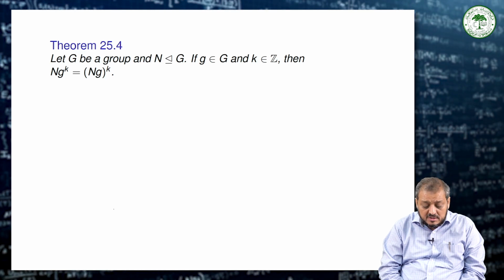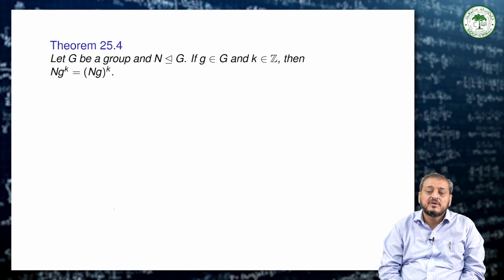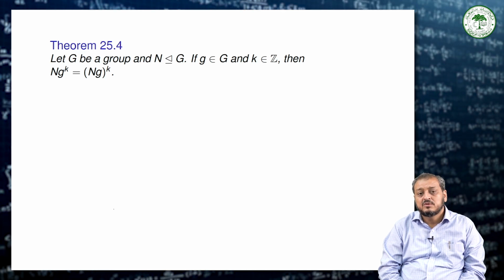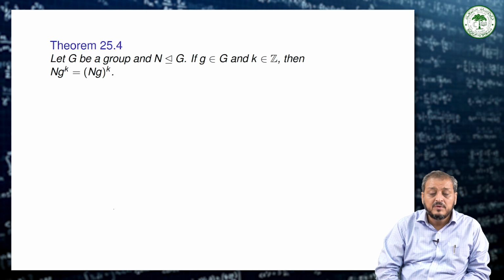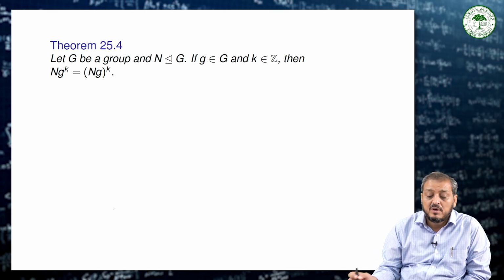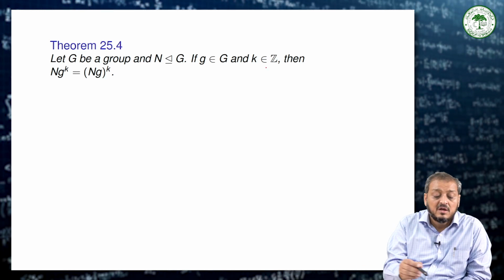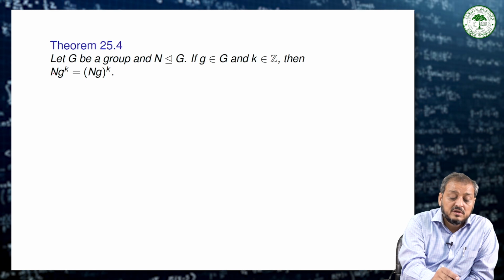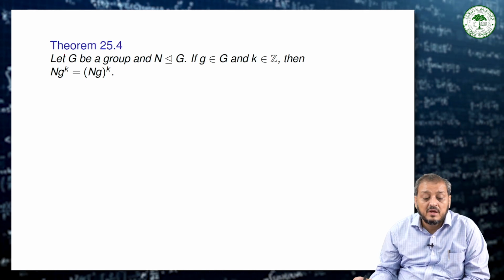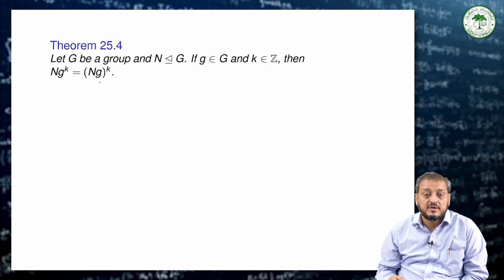Now, in this lecture we will discuss some other properties of quotient groups. So let's start with this theorem. Let G be a group and N a normal subgroup. If g is an element of G and k is some integer, then (Ng)^k is the same as N g^k.